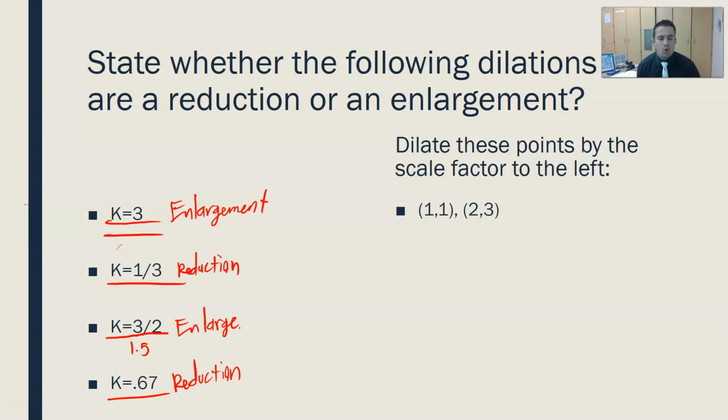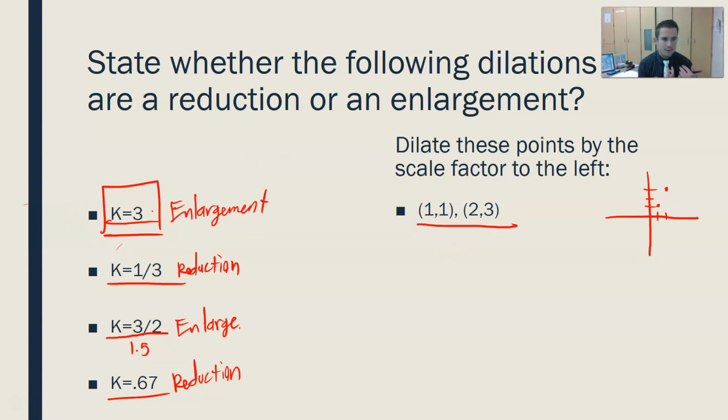Okay, so now I have some points. Say I had a coordinate graph and I plotted some of these points. I should draw this graph over here. This point is 1, 1. This point is 2, 3. I have some points on a graph here, and I want to dilate these points by the scale factor over here. So I'm going to dilate these points according to this scale factor.